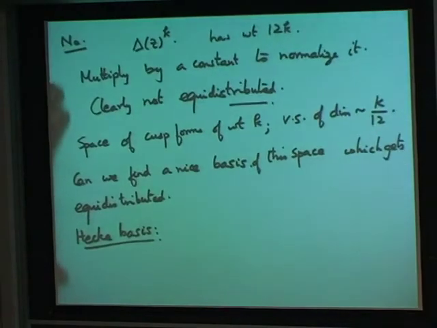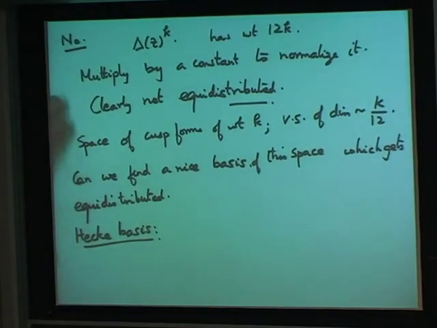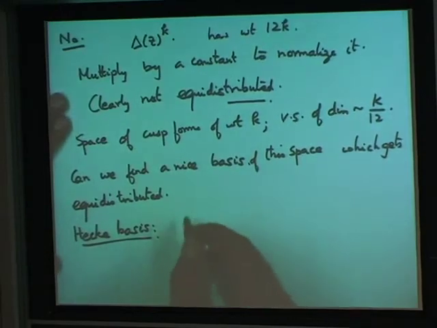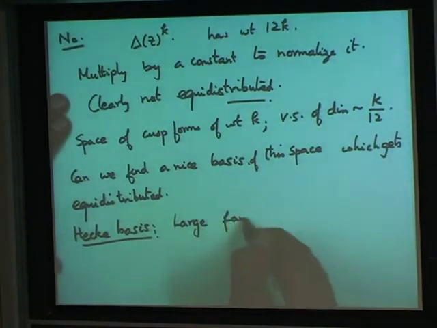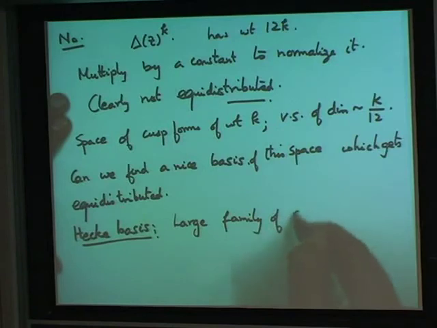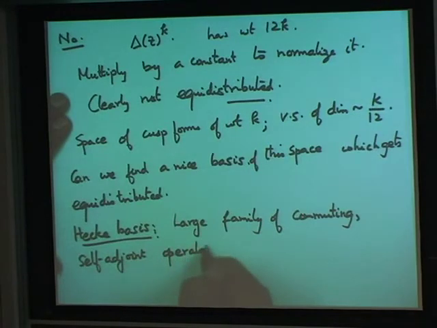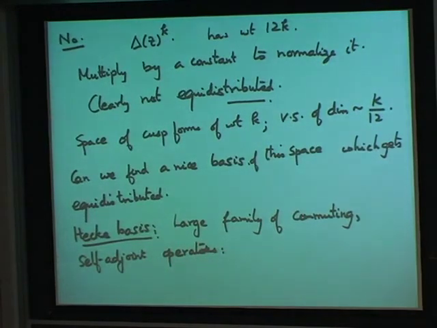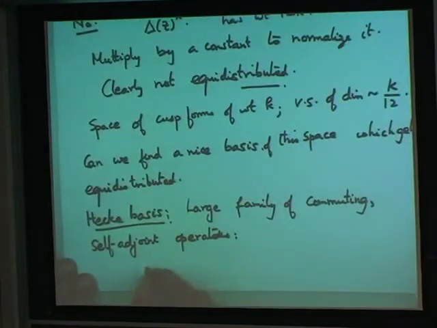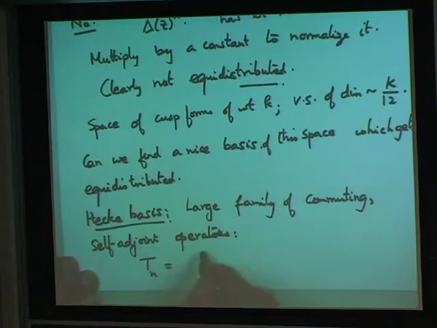So this is kind of where the arithmetic comes in. One distinguishing feature of these special quotients is that they have a large family of commuting self-adjoint operators. So let me just recall what they are. My notation for these might be a little bit different from what you might see, but it doesn't really matter. Let me just write down what I want to use.